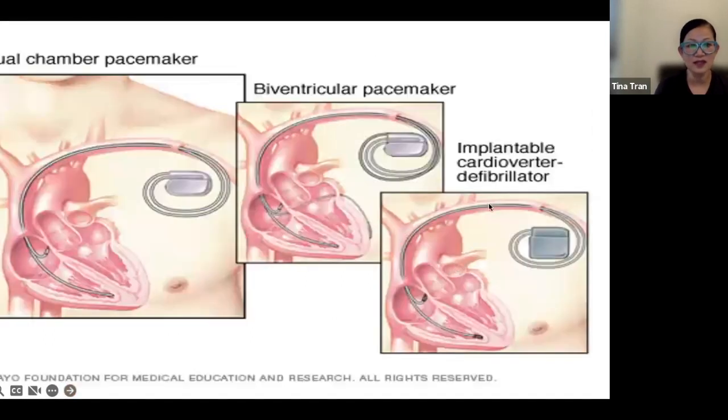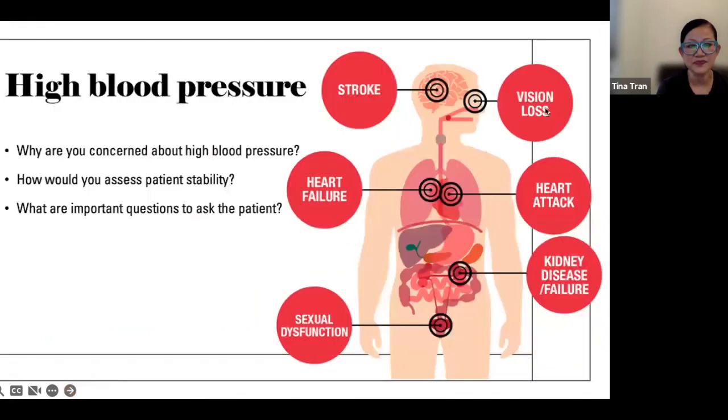Yes, that's correct. So for the dual chamber pacemakers and the biventricular ones, the pacemakers in general are on the left hand. You'll feel kind of a bump. Usually pacemakers will be a little smaller than defibrillators. Oftentimes, if I have a patient who doesn't know the exact type of device they have, or if they have a defibrillator, I can tell it's larger when I palpate along where the battery is.